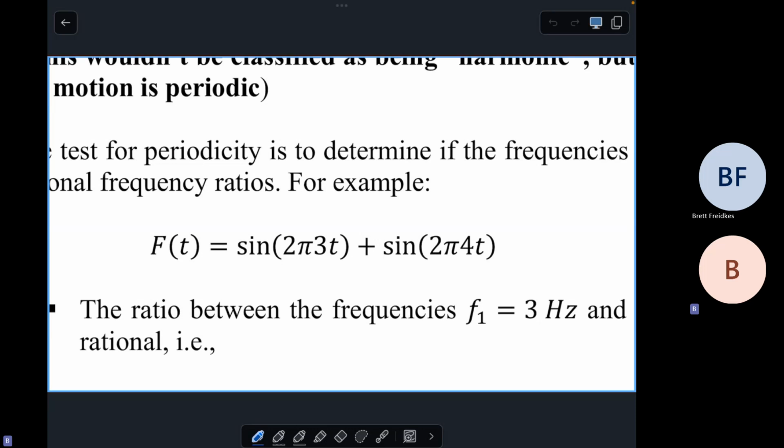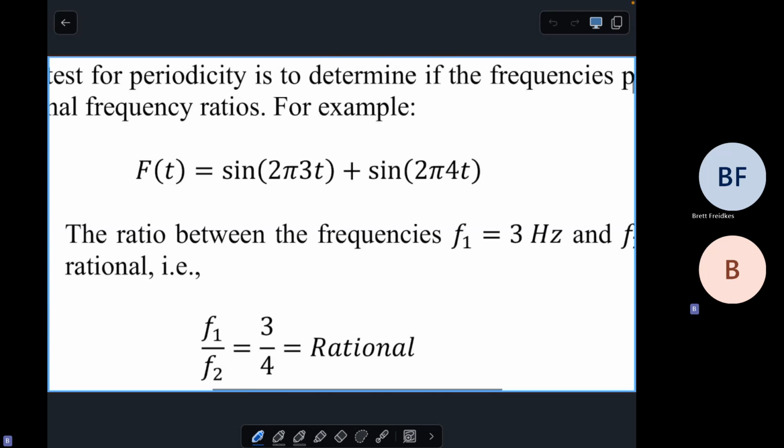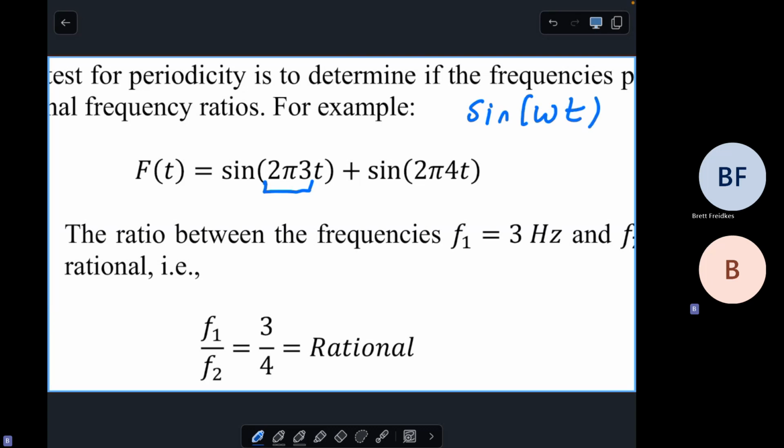So the idea with periodicity is that we want to look at the frequencies of both of these different functions. I wrote it as 2 pi times 3. Why do you think I wrote it like that as an introduction? It's 2 pi f, right? This is sine of omega t, where omega is 2 pi f. So what is f for this first sine wave? 3.